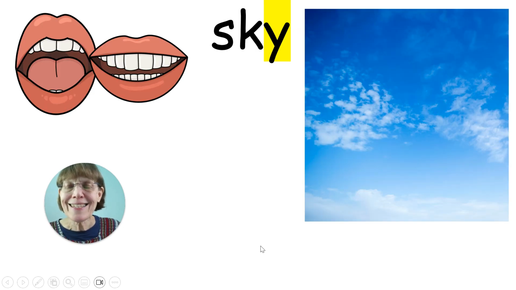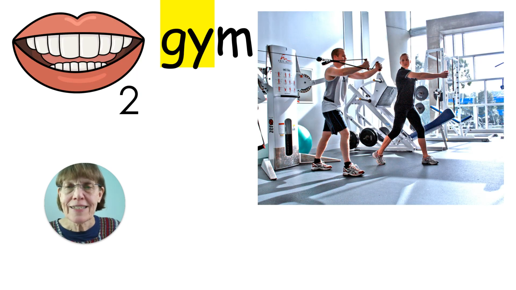Then Y in small words says I. My mouth moves. I. Sky. And in the word gym, the Y says I. So this is a soft G. So we say J, I, M, gym.